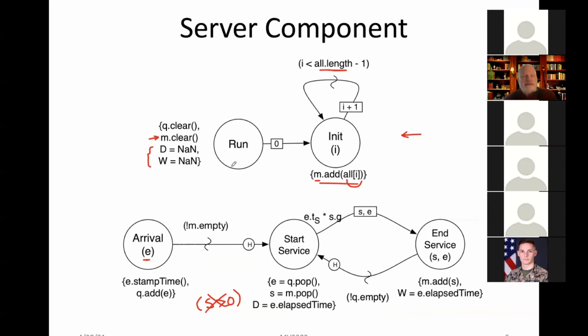In other words, run is the only one that just happens automatically. Everything else has to be explicitly scheduled. The only way that this arrival event can occur is if somebody schedules it, and in this component, nobody is scheduling it. So again, the modifier automatic only applies to the run event. That is the only thing that happens automatically. Everything else has to be explicitly scheduled.